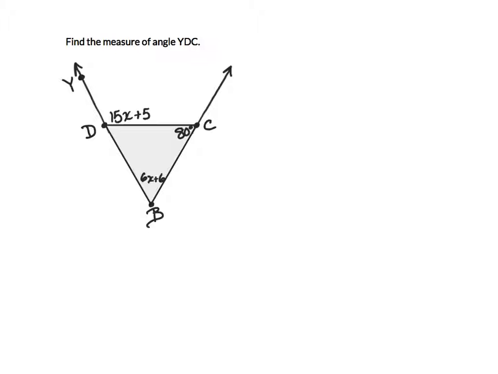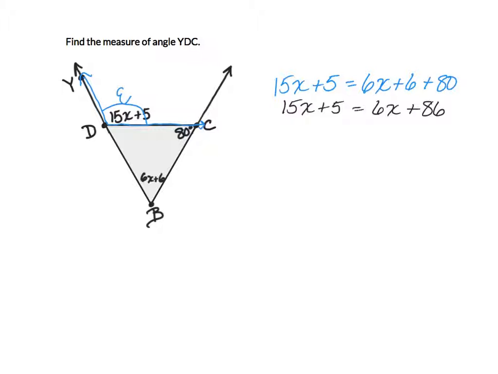For this next problem, we're asked to find the measure of angle YDC. So the measure of the angle we're looking for is this angle here, which is the exterior angle. And so this is still the exterior angle theorem. And so the measure of the exterior angle, 15x plus 5, is equal to the sum of the two remote interior angles, which are 6x plus 6 and 80. And so we just continue to solve this problem. We have 15x plus 5 equals 6x plus 86.